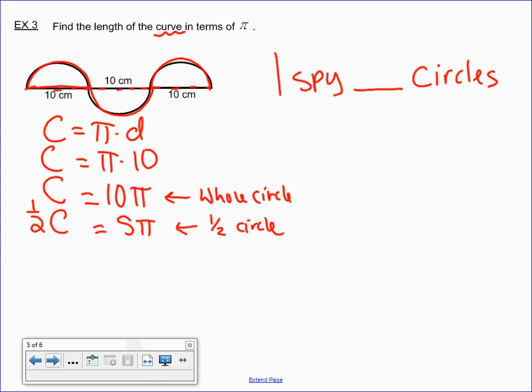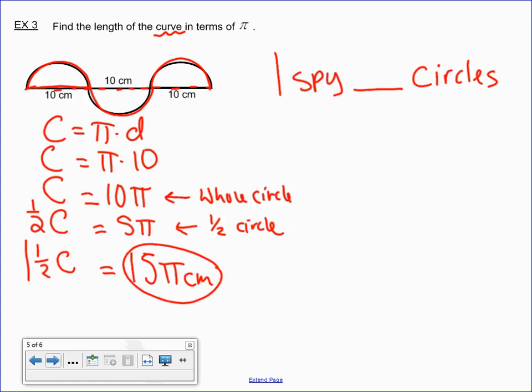All right, what could we do now to find our answer, Malik? Add them. We're going to add them to get 1.5 of the circumference, or 1.5 circles, which gives us a total of what, kids? 15 pi what? Centimeters, which is about how many centimeters, Dave, if you know it? 45. Okay, sorry, I forgot to write this in here. I spy 1.5 circles. All right, so that is our answer for that one.